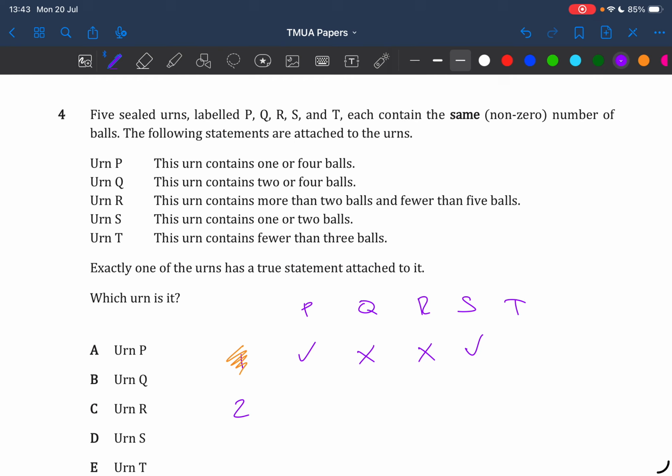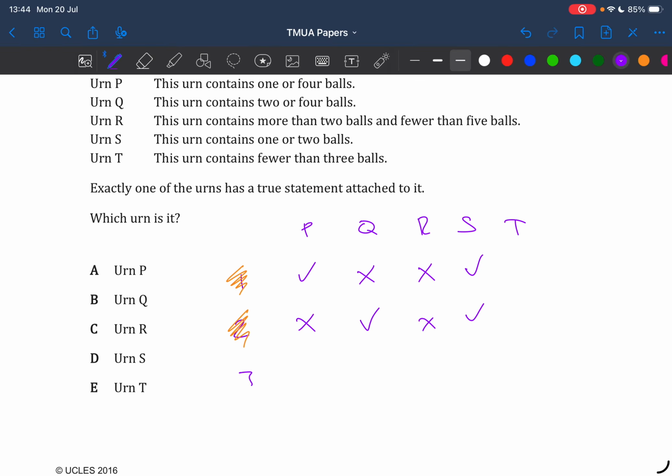Let's look at 2 then. 1 or 4 for P, so they're lying. 2 or 4 for Q, so they're telling the truth. More than 2 and fewer than 5 for R: 2 is not more than 2, so they're telling a lie. 1 or 2, so S is telling the truth. And again, we've got 2 truthers. We can't have 2 truthers, only 1. So that's not true. Let's just keep going to number 3.